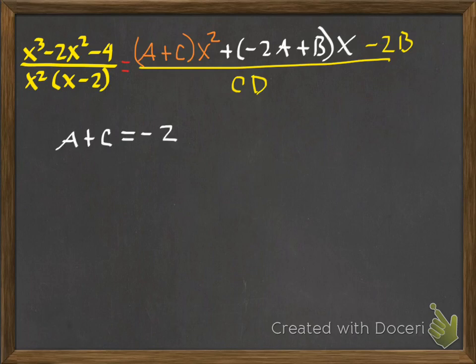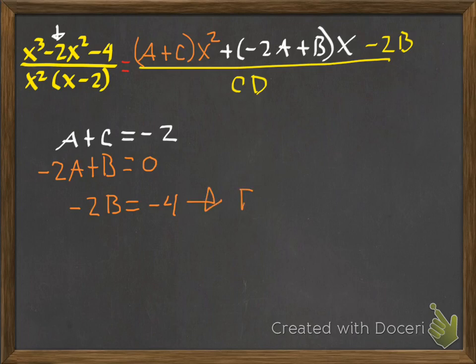Okay, so we match up our coefficients, and then we have a plus c is equal to a minus 2, because the x squared term has a minus 2 in front of it. And then we have a minus 2a plus b, that's equal to 0, because we don't have a linear term in the left side of our added fraction, and then constantly our constant minus 2b is equal to a minus 4, which gets us that b is equal to 2.